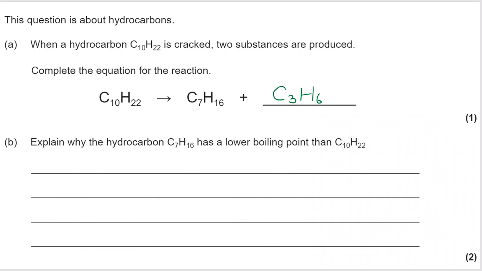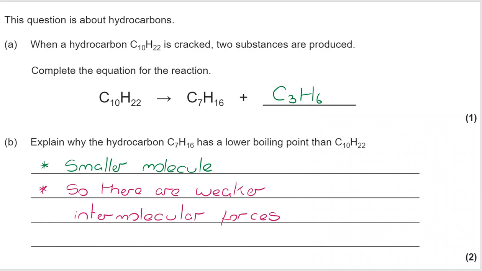Part B, explain why the hydrocarbon C7H16 has a lower boiling point than C10H22. Well, it's a smaller molecule. And because it's a smaller molecule, it means that there are weaker intermolecular forces between the C7H16s compared to the C10H22s. And if the intermolecular forces are weaker, less energy needs to be put in to overcome them.